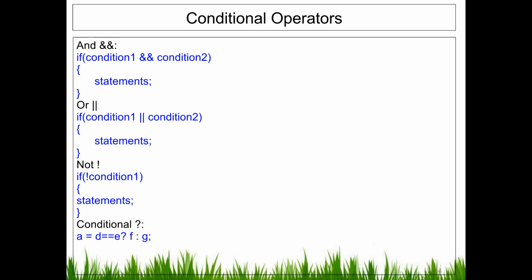OR operator: condition 1 || condition 2, which is 2 pipe operators, means either condition 1 or condition 2 should be true. If both of them are true, that's also fine, but at least one of them should be true.